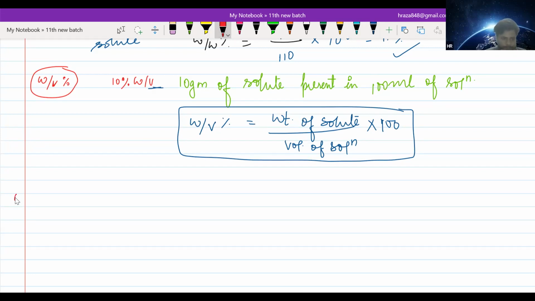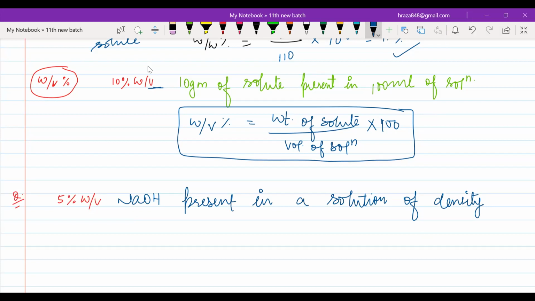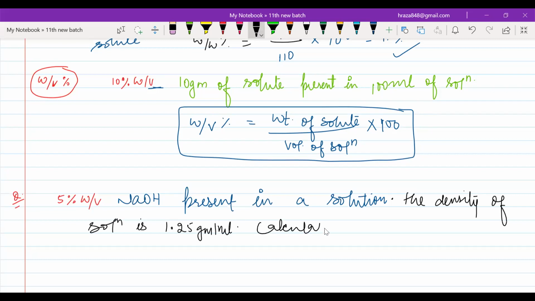So I'm going to ask you a question. 5% weight by volume NaOH present in a solution, the density of solution is 1.25 gram per ml. Calculate weight by weight percent. Can you calculate it?